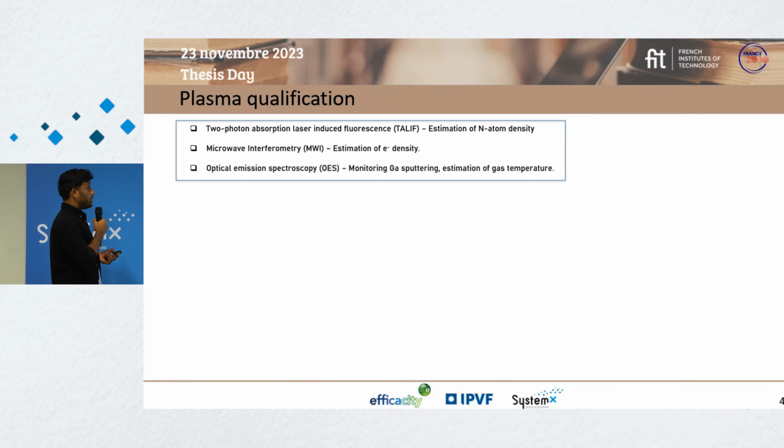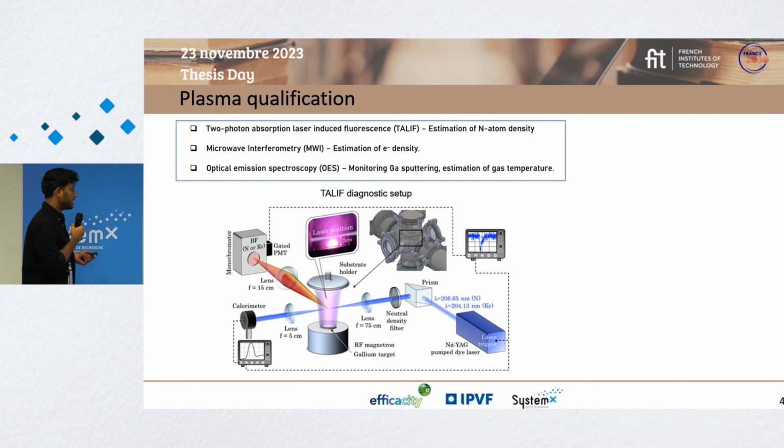For plasma qualification, we use three plasma diagnostic techniques to characterize the plasma. First is two-photon absorption laser-induced fluorescence. Here's just the diagnostic setup. And we use it to estimate the nitrogen atom density in our plasma.